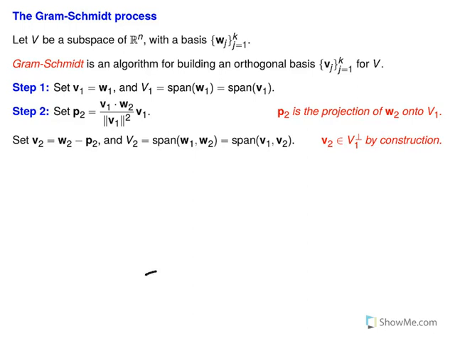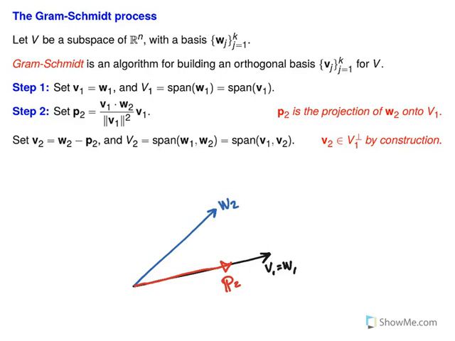So now I have my vector from the previous step. So v1 is just w1. And now the trickiness is that the second vector, w2, does not have to be orthogonal to v1. So we need to create a vector that is. And the way to do this is that we form the projection. So this vector is P2.